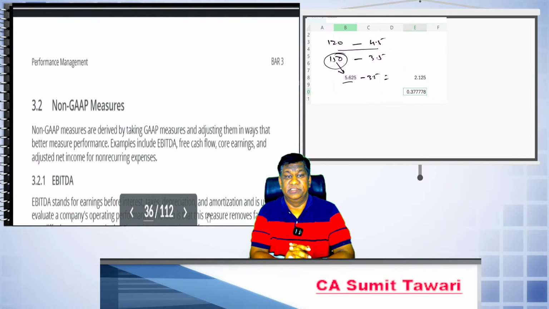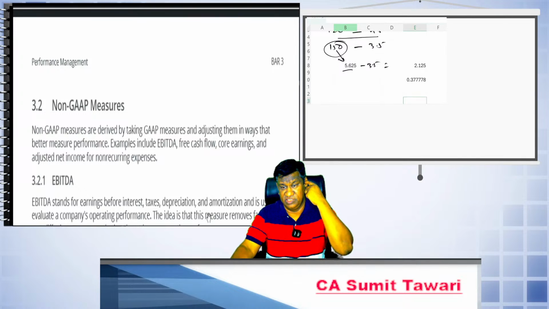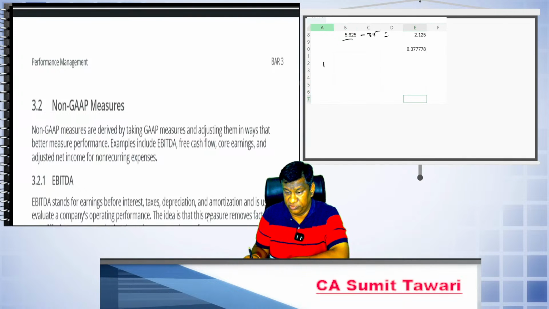Okay, non-GAAP measures. Non-GAAP measures are derived by taking GAAP measures and adjusting them in ways that better measure performance. Examples include EBITDA, free cash flow, core earnings, and net income adjusted for non-recurring expenses. So as per GAAP, we are preparing the financials. But on the basis of financials, you cannot judge whether the company is performing or not. So I'll take an example. Depreciation is given here, but we can consider both depreciation as well as interest. Interest is basically a non-operating income or expense.